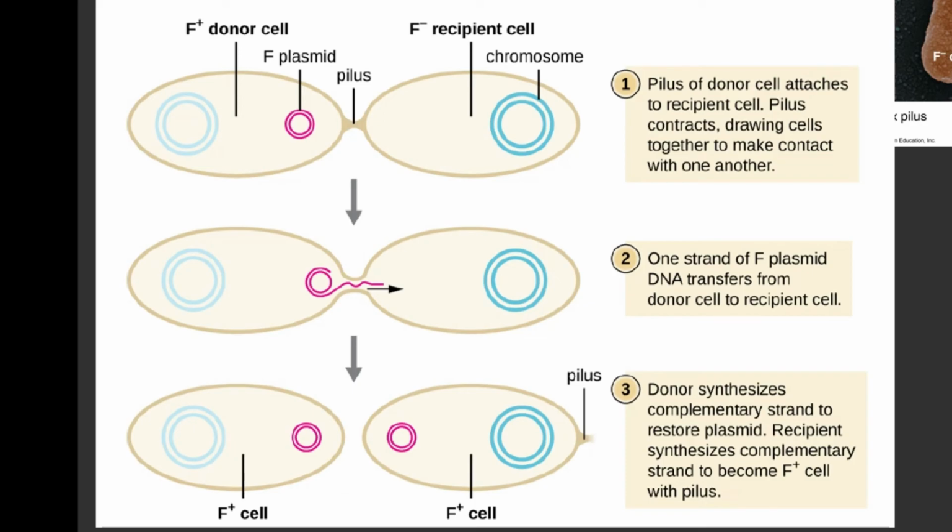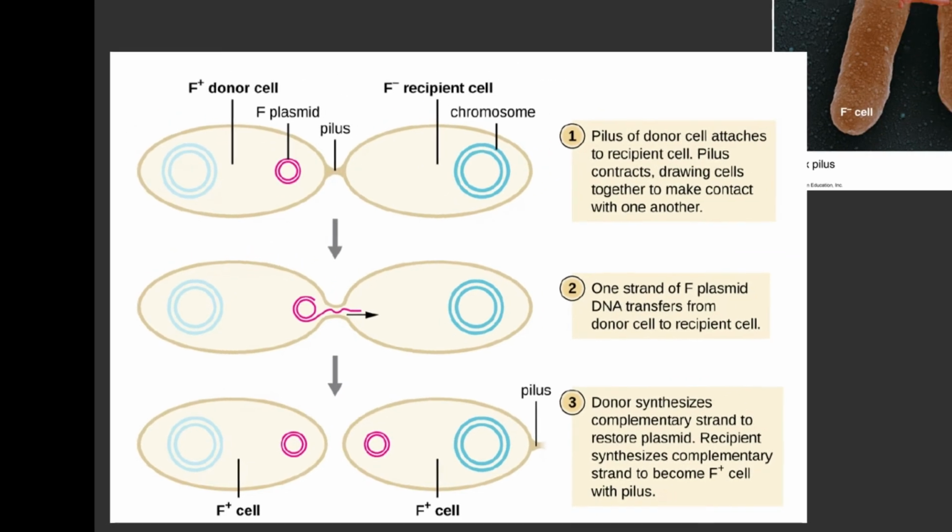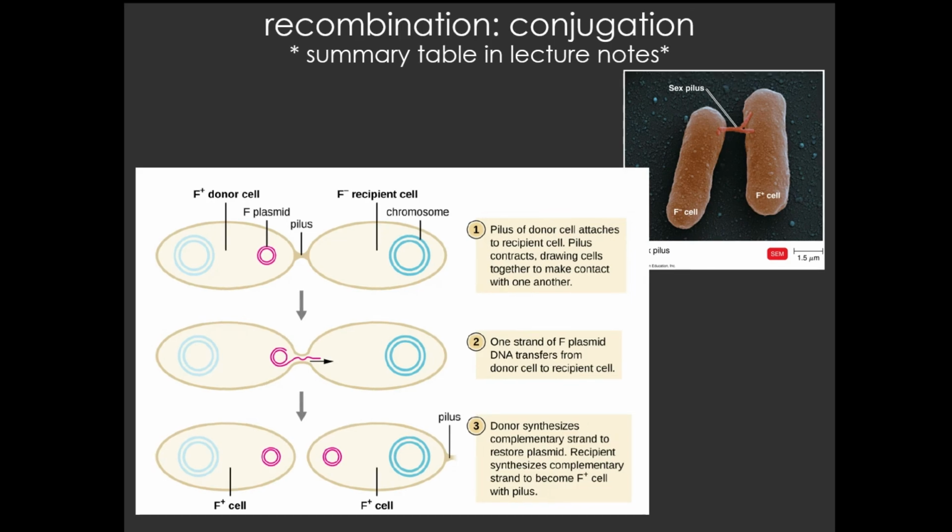And at the end of this procedure, you end up with 2 F plus cells, indicating to you that the F factor has been copied and shared with that recipient cell. So the result of the mating, as it's called, between an F plus and an F minus cell is for both cells to become F plus. So now you have two cells that are capable of making a pilus and sending a piece of DNA into an unsuspecting recipient cell, which really, to be honest, is not beneficial. It's energetically expensive, and it means that you're expending energy on something that's completely useless to you. So this is not ideal.